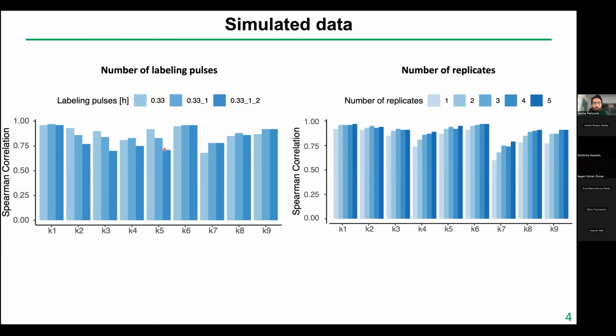Okay. We follow the very same approach also to identify the optimal number of replicates, creating simulated datasets from 1 up to 5 replicates. And again, here you see a more systematic increase in inference performance given additional replicates.